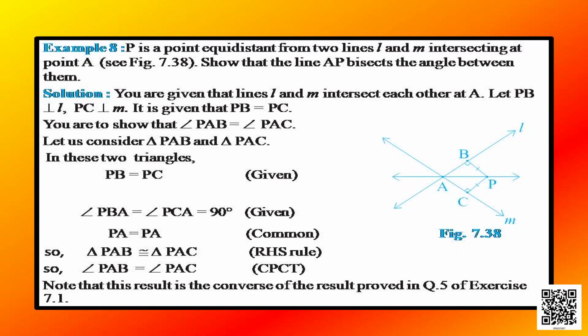Students, let us now discuss example 8. What does it say? It says P is a point equidistant from two lines L and M intersecting at point A. You can see it in figure 7.38. Show that the line AP bisects the angle between them. So let me draw the diagram first, then we will go for the solution.